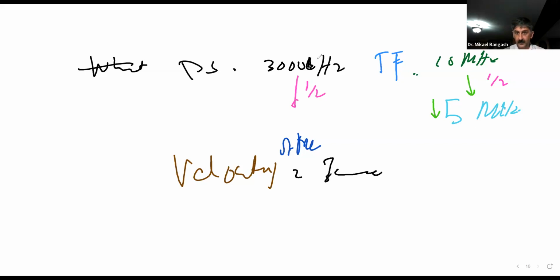Now, the reason that you get a lower Doppler shift by reducing the frequency is that the Doppler shift here will be half of 3,000, which is going to be 1,500 hertz. But in both instances, whether you use the high frequency transducer or your low frequency transducer, the velocity might have been the same, because it says 200 centimeters per second.